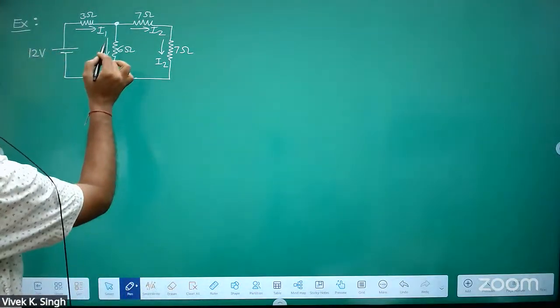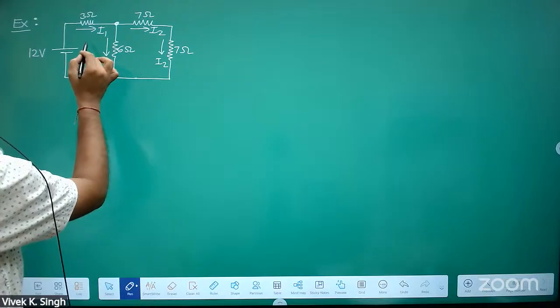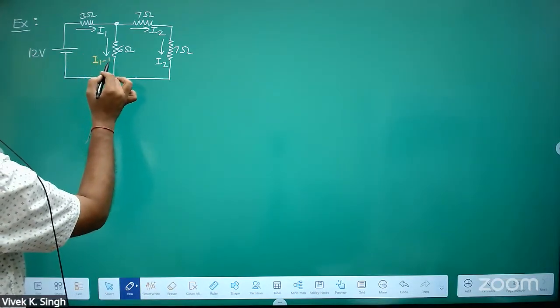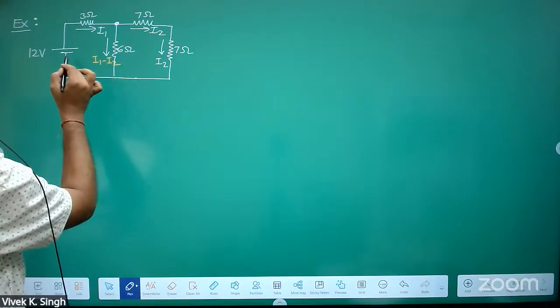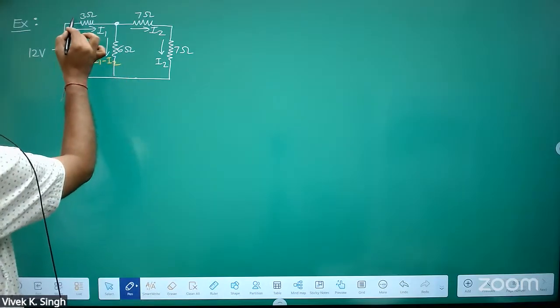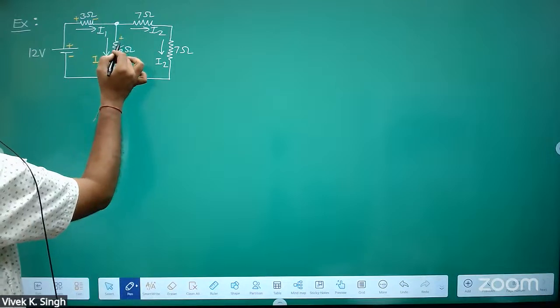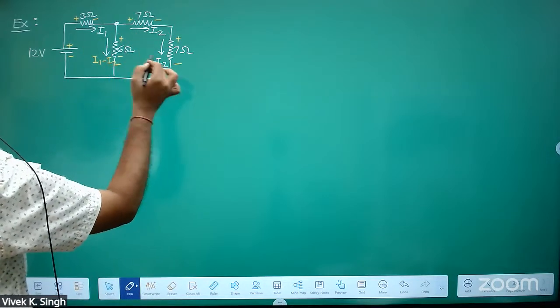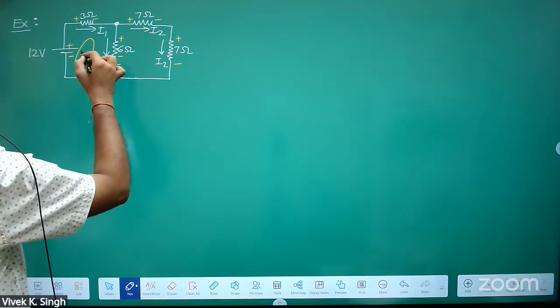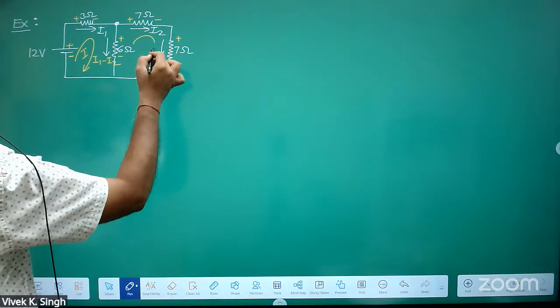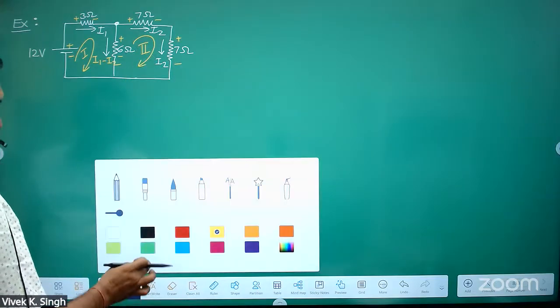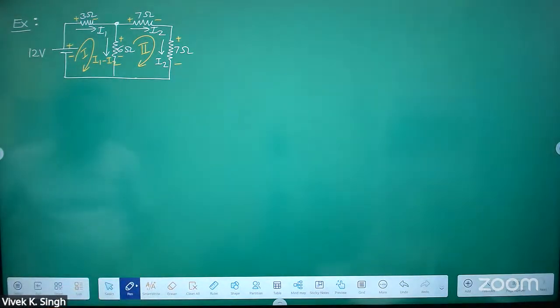So this current will be I1 minus I2. Yes or no? And now show the polarity. So we have to find I1 and I2. We need two loops, loop 1 and loop 2, and apply KVL in these two loops and solve for I1 and I2.